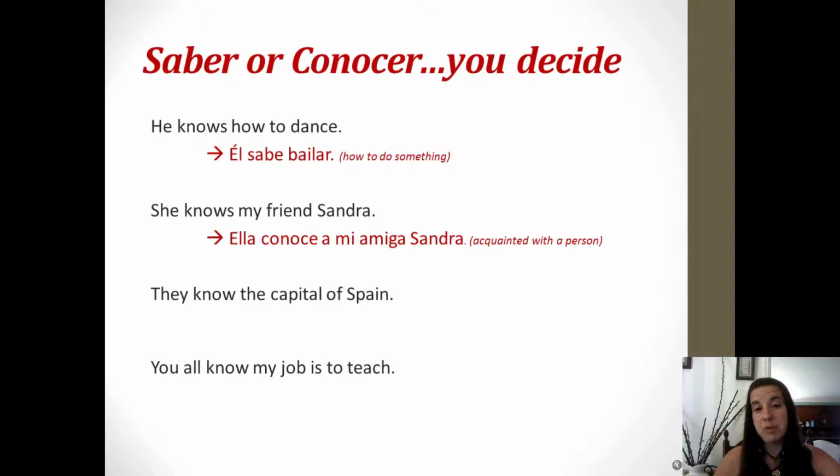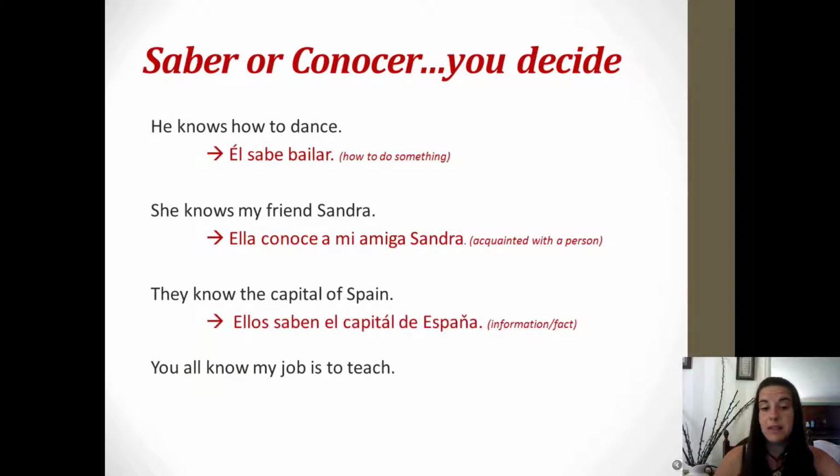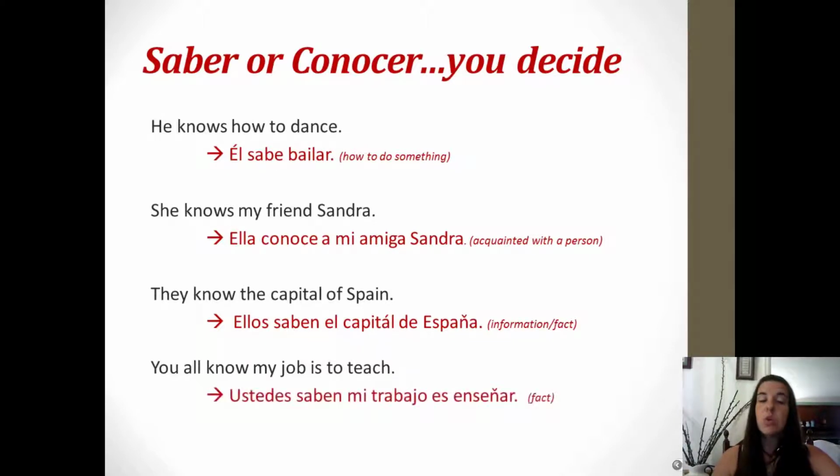They know the capital of Spain. Ellos saben el capital de España, because the capital of Spain, that's a fact, or a piece of information. If you wanted to say that they're familiar with the capital of Spain, they could get themselves around the city, you would use conocer. You all know my job is to teach. Ustedes saben mi trabajo es enseñar, because it's a fact. You know that my job is to teach. That's a fact or a piece of information.